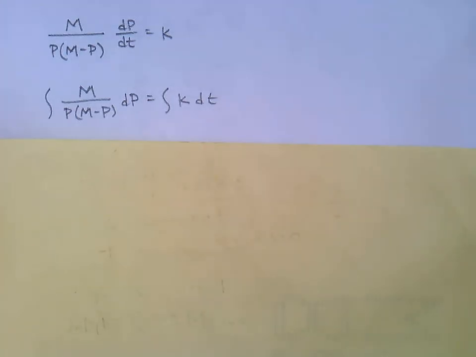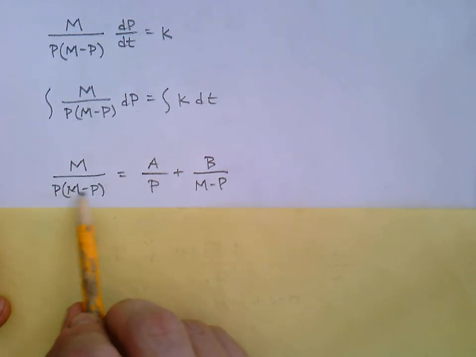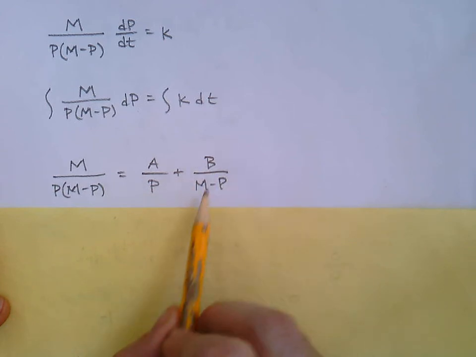This would be a lot more fun if we were all in class together and I could say, what integration technique did we learn in Chapter 7 that we could apply here? And I wouldn't be surprised if some people knew that it's partial fractions. We've got a factored denominator. This is actually pretty easy, as far as partial fractions go. So let's take a look. M over P times (M minus P), well, that's A over P plus B over (M minus P).